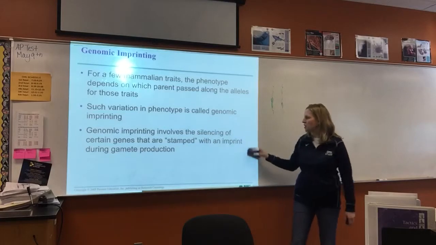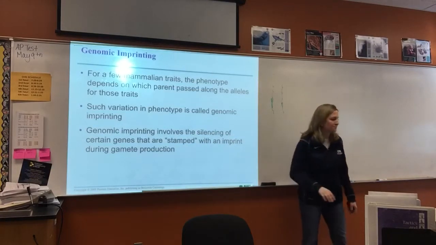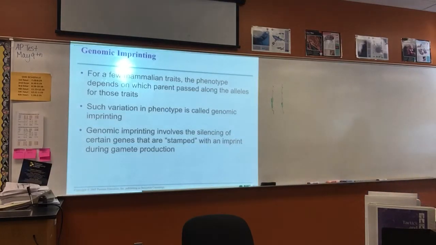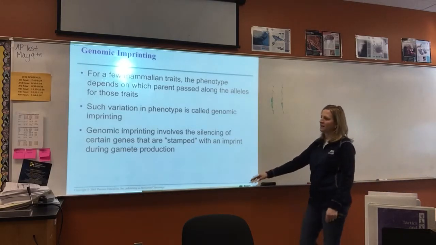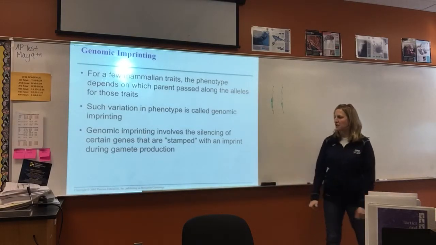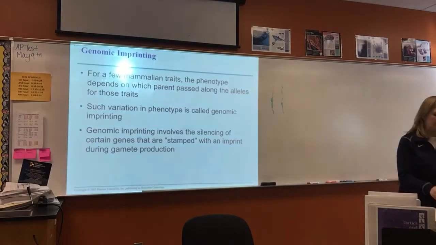So the situation is called genomic imprinting. Few mammals and a few traits are affected by this. The phenotype depends on which parent passed along the alleles for the traits. And so you get this variation of phenotype depending upon which parent gave it, and that's called genomic imprinting. It involves the silencing of certain genes that are stamped with an imprint during gamete formation.